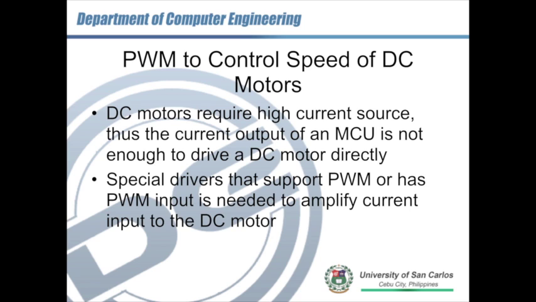As I've said, we can use PWM to control the speed of a DC motor, but we have to be very careful in selecting the DC motor. If the pulse could not drive a DC motor, then we need special drivers that can support very high frequency switching of on and off signals, so that the voltage could also vary.